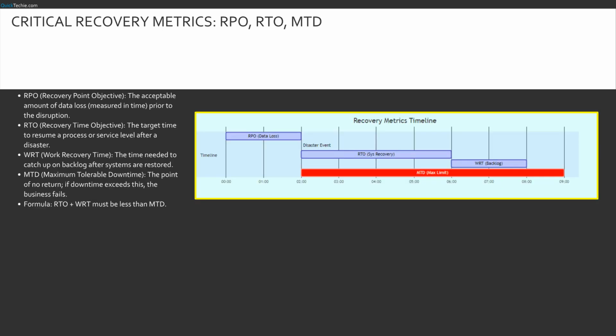RPO is about data loss. If you back up at midnight and crash at noon, you lost 12 hours of data. Is that acceptable? That's your RPO. RTO is about speed. How fast can you turn the servers back on? WRT is often forgotten. Once the servers are up, how long does it take the staff to enter the pile of paper backlog? Finally, MTD, or MAO, is the cliff edge. If you are down longer than the maximum tolerable downtime, the business is insolvent.